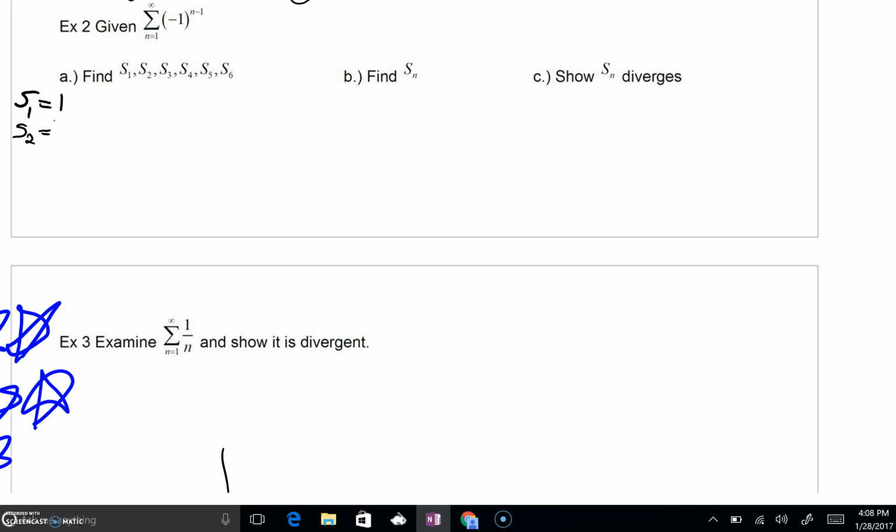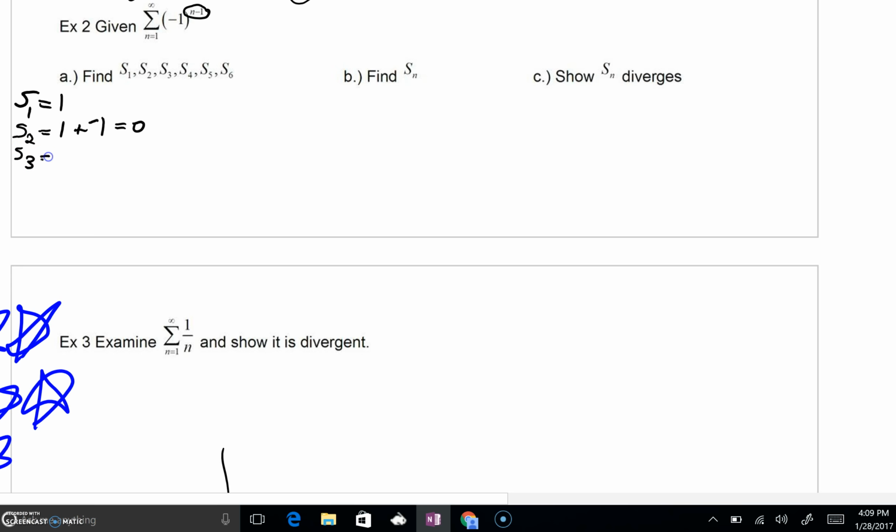S sub 2 means add up the first two terms generated by that sequence. We already saw that the first term was a 1. What's the second term? Well, let n equal 2 up here, and we'd get 2 minus 1 is 1. -1 to the first power is -1. And if you add those together, you quickly see you get 0.